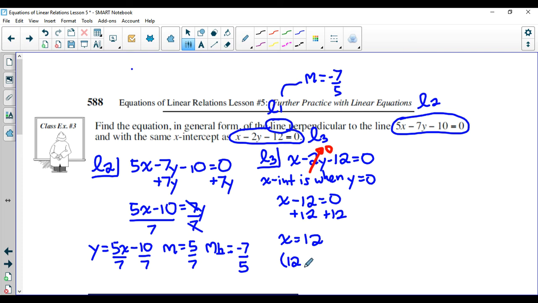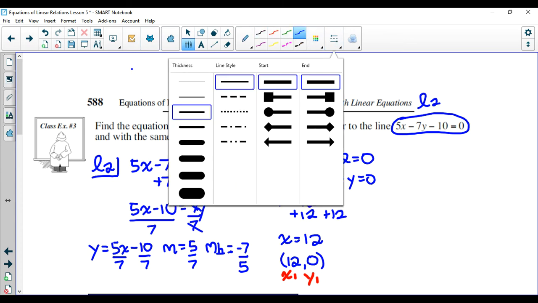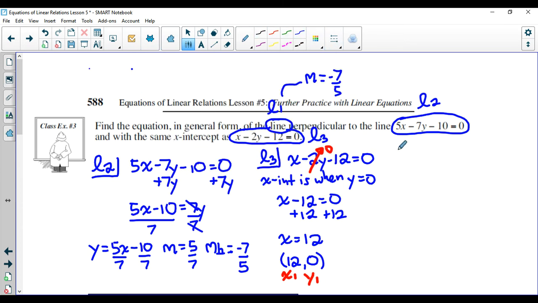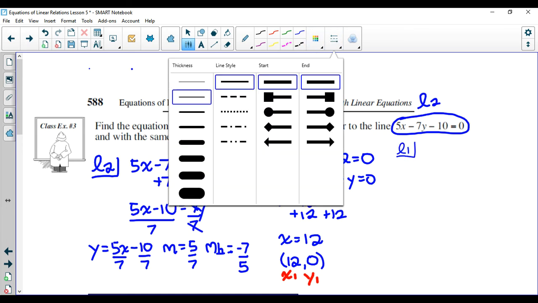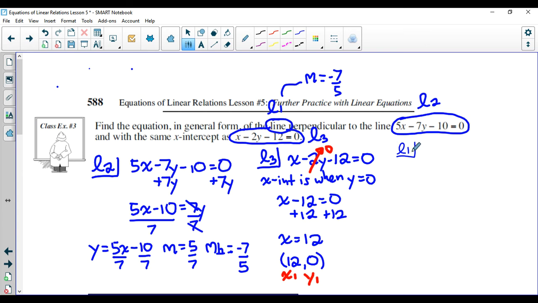Now, if we write that as an ordered pair, the x-intercept would be 12, and an x-intercept is always going to be when y is equal to 0. So this x-intercept is actually going to be a point on line 1. We're going to treat that as our point, and we're going to call that point x1, y1. Now let's go to the line we're actually trying to write the equation for. That's going to be line number 1.